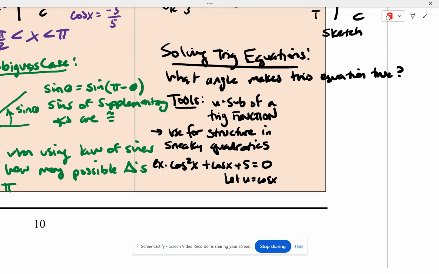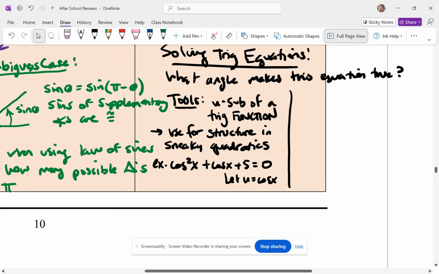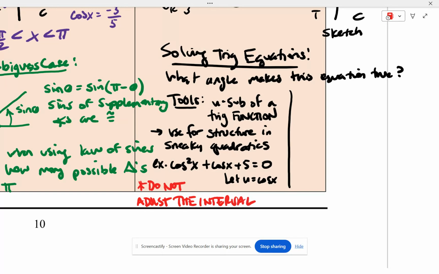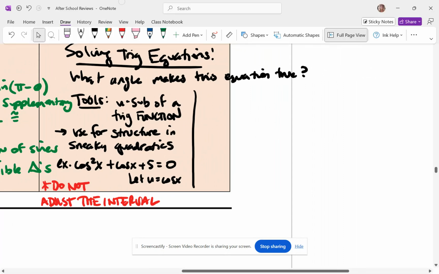And then, remember, do you need to adjust the interval in this case or no? Yes. Ooh, a house divided. You do not need to adjust the interval. If you are letting the argument of the trig function be your u, that's when you adjust the interval, which leads me to my next tool available to you.